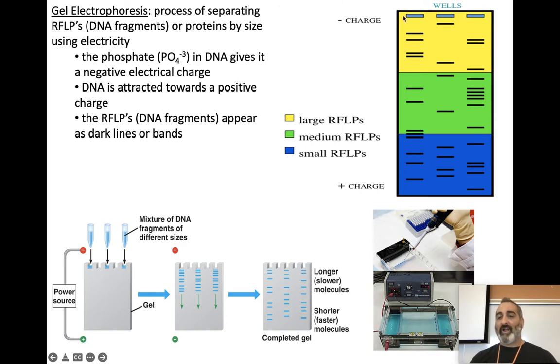Negative charge things are attracted by the positive towards the up. So you put the DNA in here and it moves this direction. You put DNA in this well and it moves that direction. And you put DNA in this well and it moves in that direction. So this creates what's called a DNA profile or a DNA fingerprint of somebody or an individual in this case.